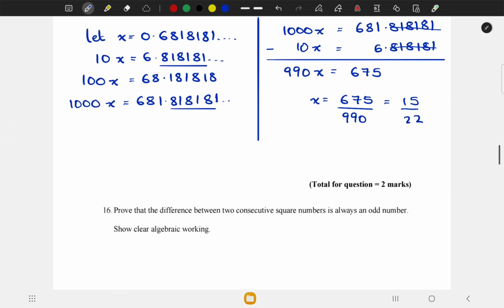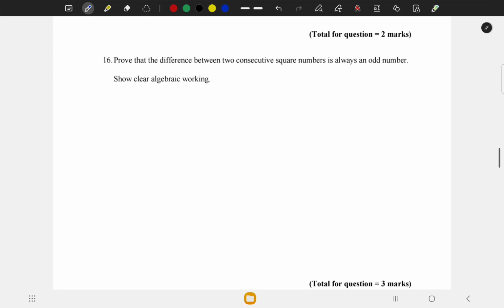Okay. Moving on to the next question. Prove that the difference between two consecutive square numbers is always an odd number. Show clear algebraic working. Alright, so two consecutive square numbers. Now because I'm just dealing with consecutive numbers, you should know when you're dealing with consecutive numbers, you're looking at n, n plus 1, n plus 2, n plus 3. You can pick any. So what I'm going to do is I'm going to pick the first two. I'm going to work with these.